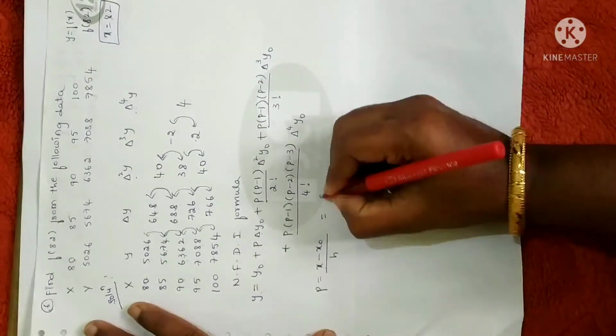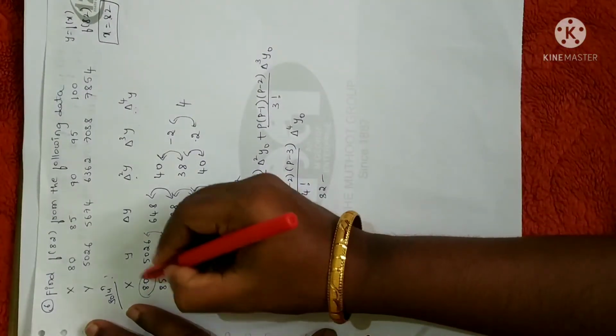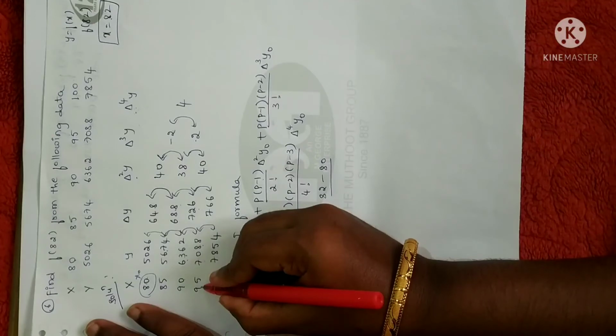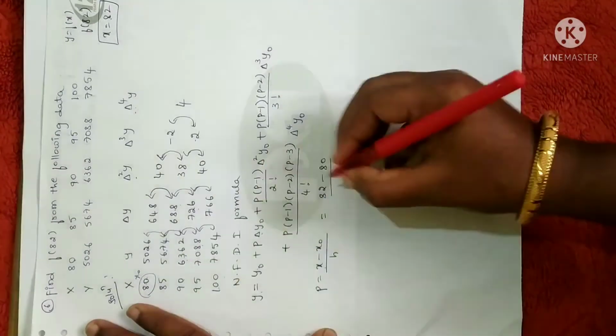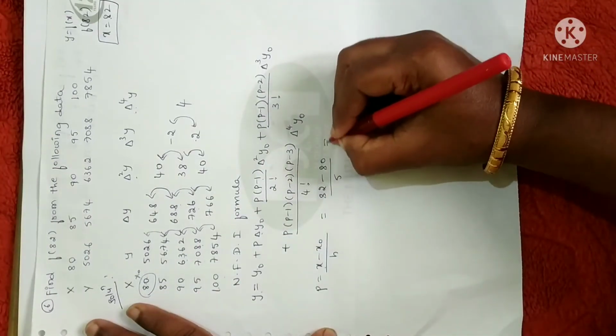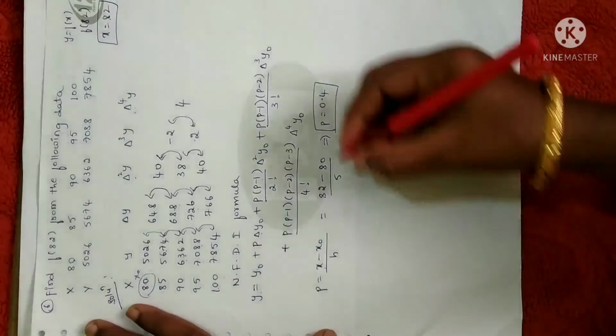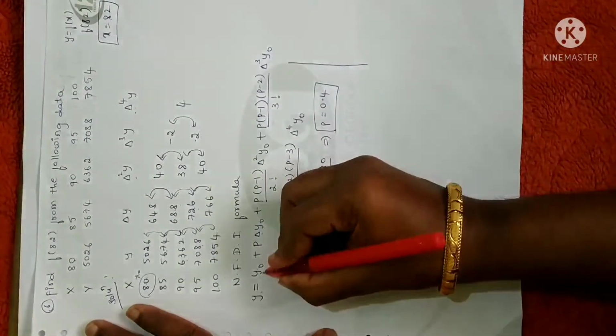The x value is 82 minus x naught, the first value, which is 80, divided by h, the common difference, 100 minus 95, which is 5. Everywhere it is 5 only. So after simplification you will get p value as 0.4. Fine. Now let me make a list of all the values that we need to substitute.